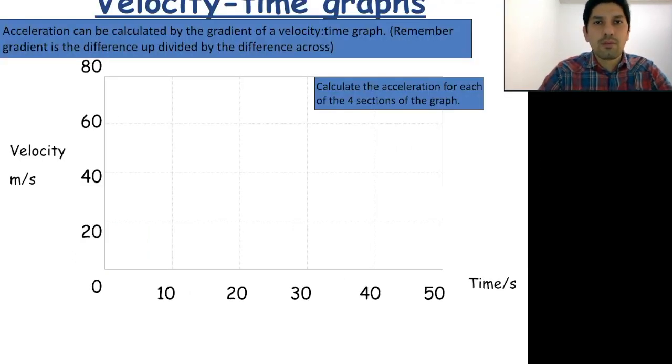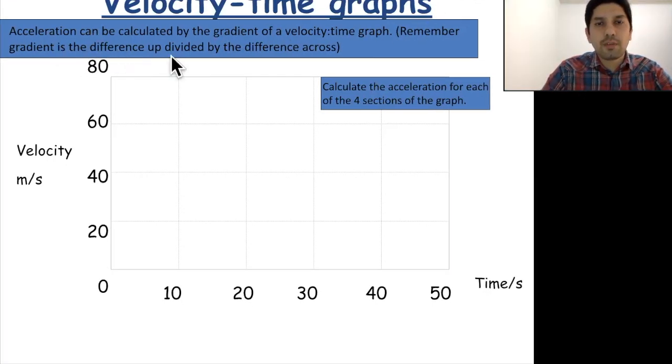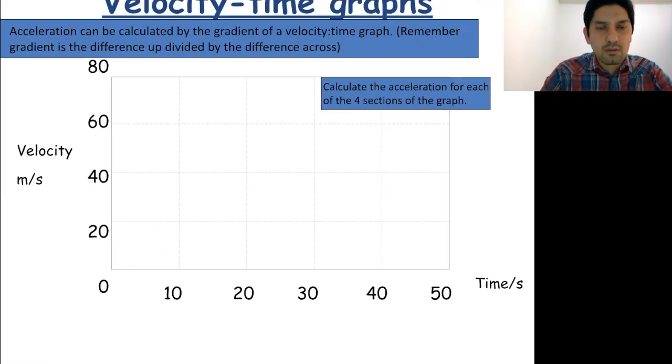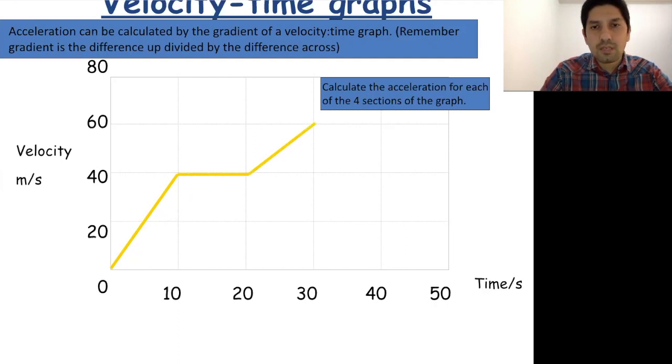Well, let's talk more about velocity-time graphs here. Acceleration can be calculated by the gradient of a velocity-time graph, as we just said. Remember, gradient is the difference up divided by the difference across, which means m is equal to delta y over delta x. So the slope in the velocity-time graph is acceleration. So here, constant acceleration and constant velocity. Again, constant acceleration, then constant deceleration.